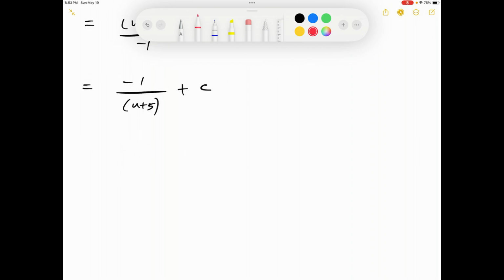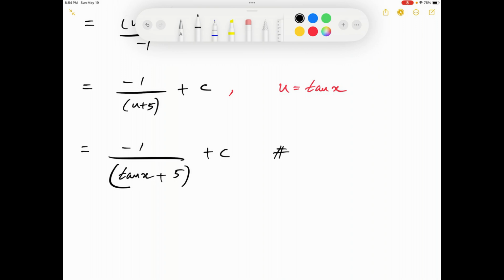In fact, this is also not the final answer because the original question was given in terms of x. Therefore, the final answer should also be ideally given in terms of x, even though the u was defined in the question itself. u was equal to tangent x. Therefore, our final answer should be negative 1 over tangent x plus 5 plus c. Alright, that's a complete answer for this example.